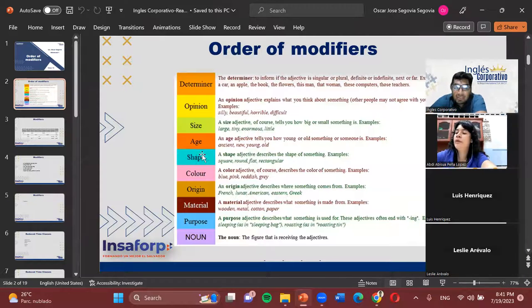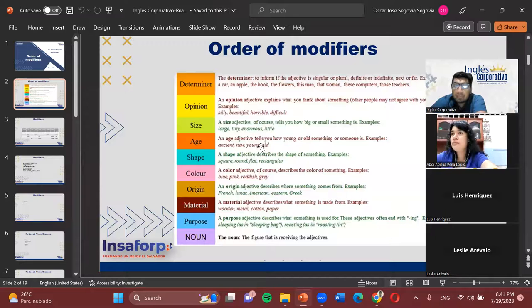Now we have the age. When it comes to age, an age adjective tells you how young or old something or someone is. So once again, very straightforward, how young or old someone or something is. So we have ancient, we have new, we have young, and we have old.